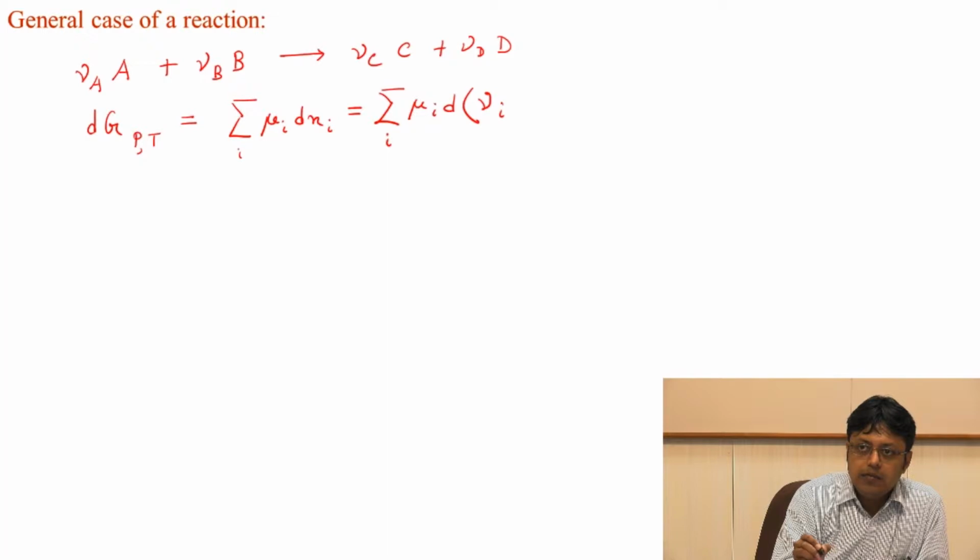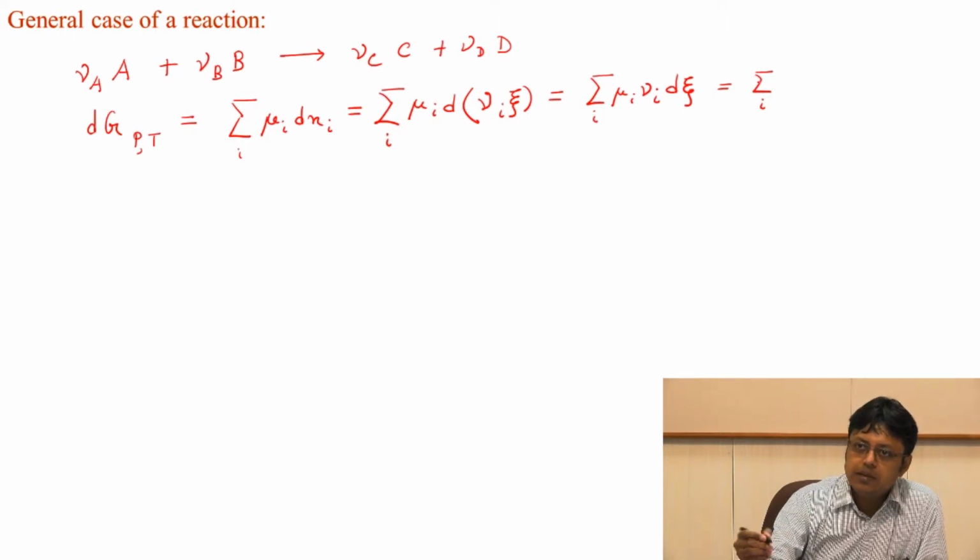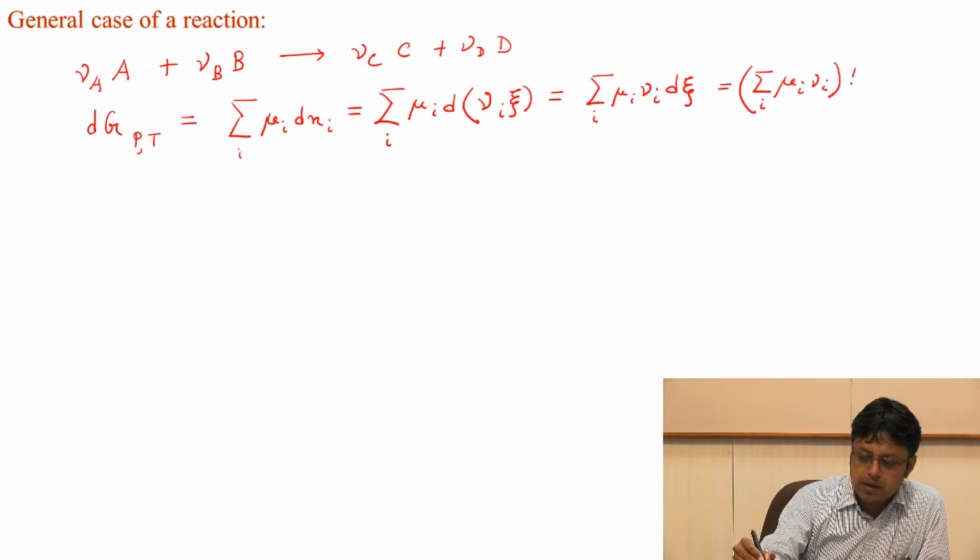And remember, when I am writing for A, it will be minus nu A because we have to include the sign, because it is being consumed, into xi. Xi was the advancement of the reaction. So for a differential amount, it will be nothing but mu i, nu i is a constant, into d xi. Remember d xi doesn't have any index because it is independent of reactant or product. We can write it as this sum times d xi.